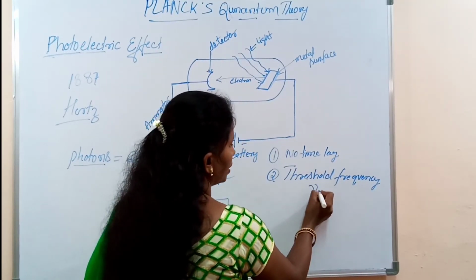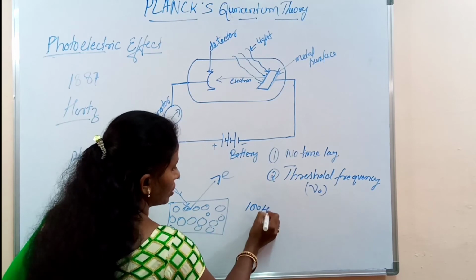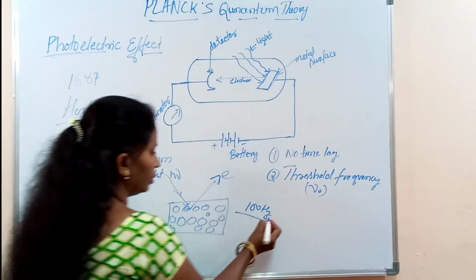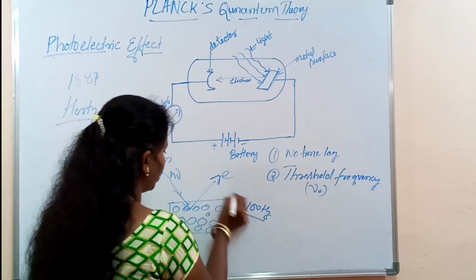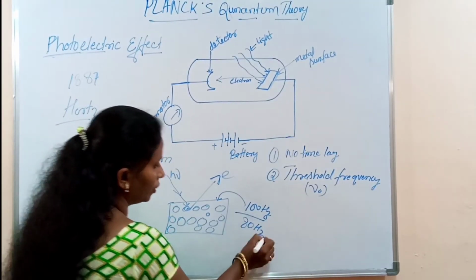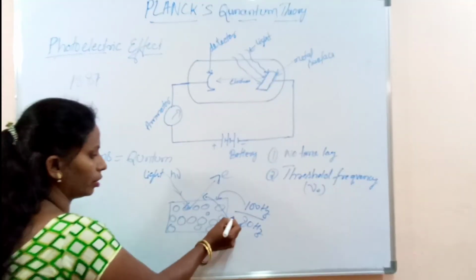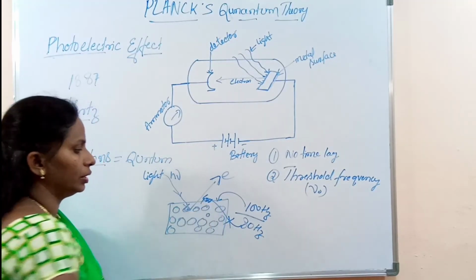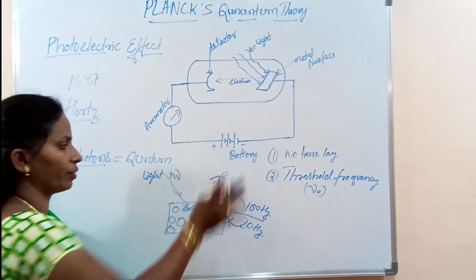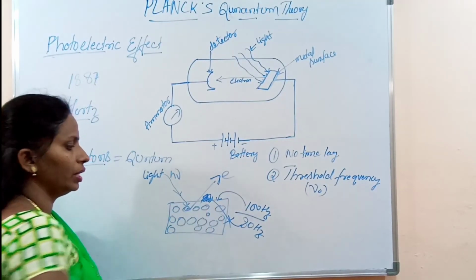Threshold frequency, that is nu naught. It means if a metal requires radiation of frequency 100, then just imagine a photoelectric effect. If we allow radiation with frequency 80 hertz, there is no ejection of an electron. It will just shine, a bright spot we observe, and just vibrate. It will not come out from the metal surface. It will retain and vibrate, so that it shines.